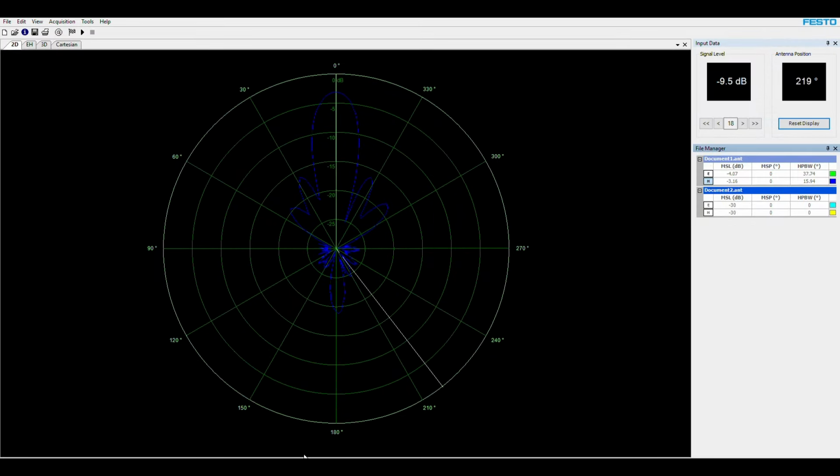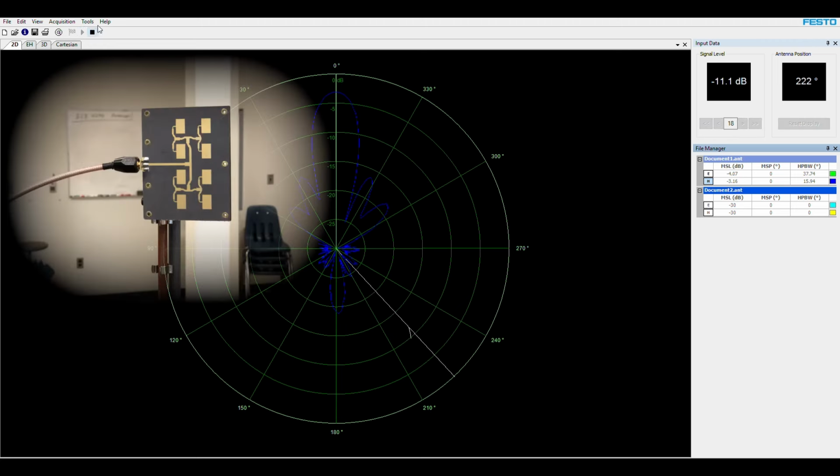Okay, we have now mounted our antenna, which is a microstrip antenna array with parallel feed or corporate feed, in the E-plane data acquisition mode. The polarization of the transmit antenna has been adjusted to be horizontally polarized to match the antenna under test. So we're gonna start performing our measurements. So let's start the measurements.